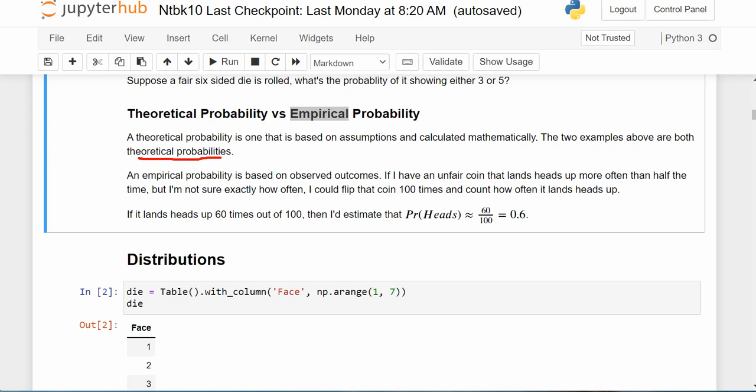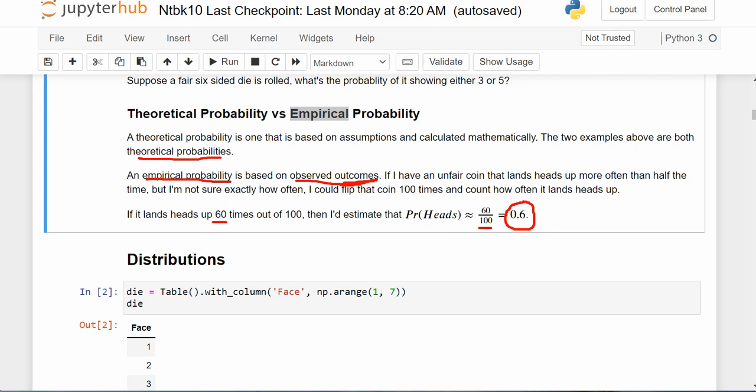And so an empirical probability is we actually watch what happens based on observed outcomes. That's us watching what the outcome of the probability experiment is. Okay? And so if I have an unfair coin that lands heads up more often than half the time, but I'm not sure exactly how often, I could flip that coin 100 times and count how often it lands heads up. And if it lands heads up 60 times out of 100, then we're going to estimate the probability is about 60 out of 100, or 0.6, about 60%.